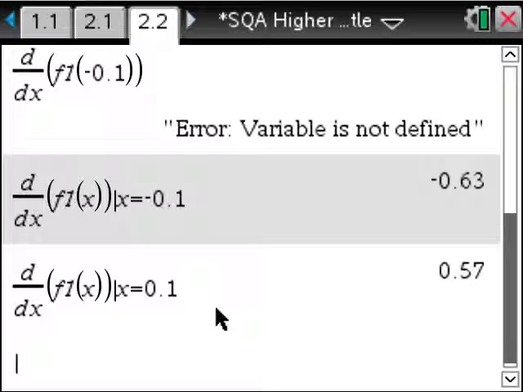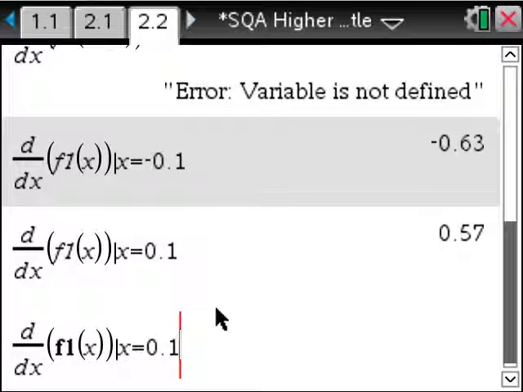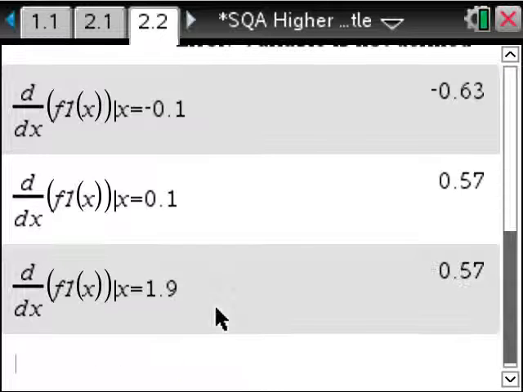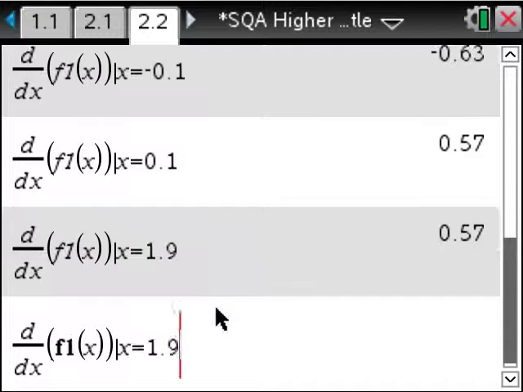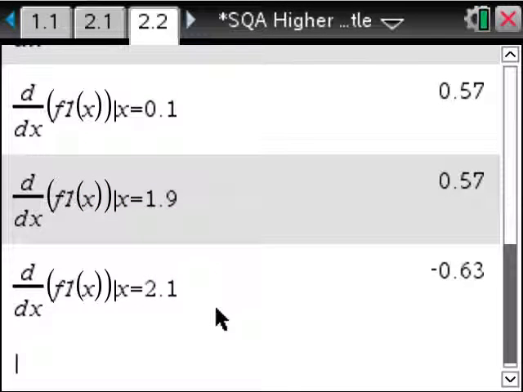So it's negative on the left, positive on the right, we have a minimum. And we could do the same process here. I could look at just to the left of the stationary point of 2, so at 1.9, the gradient is positive. Go a little bit to the right, 2.1, the derivative is negative.